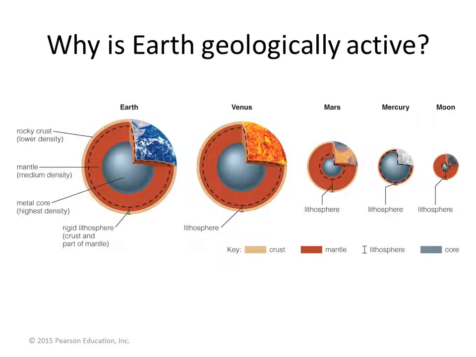Well, Earth is pretty geologically active. As you can see, the circles there on the left compared to Venus, Mars, Mercury, and Moon. The Earth basically consists of a rocky crust, a mantle, which has a higher density than the crust, and the metal core, which has the highest density of all of that. The crust can sometimes be called the lithosphere, as you see in the diagram. So that's the basic composition of the interior of our planet.